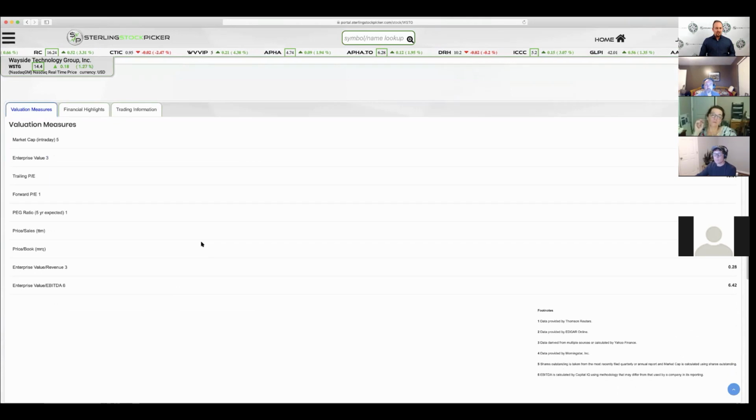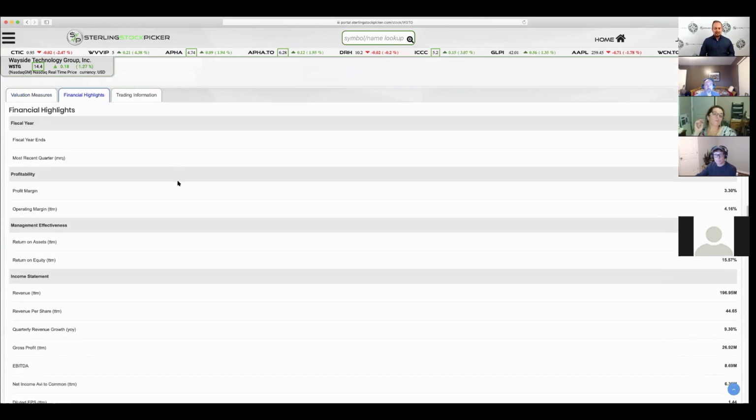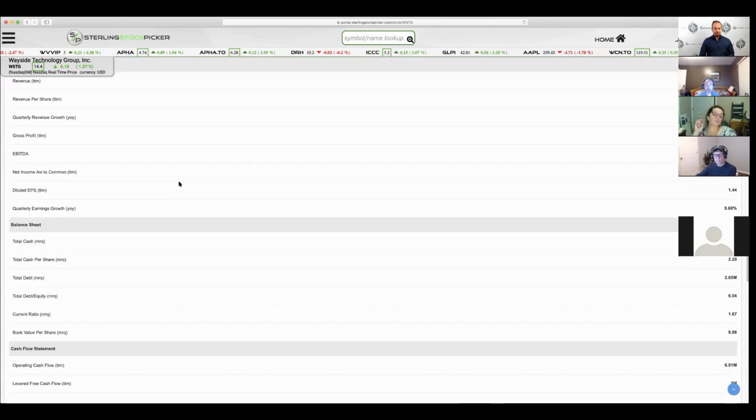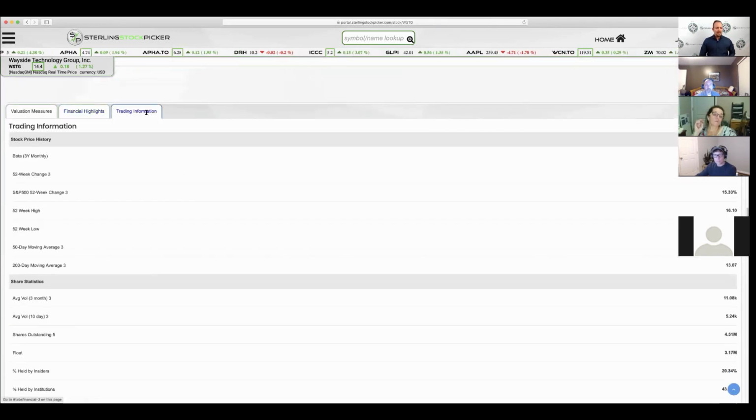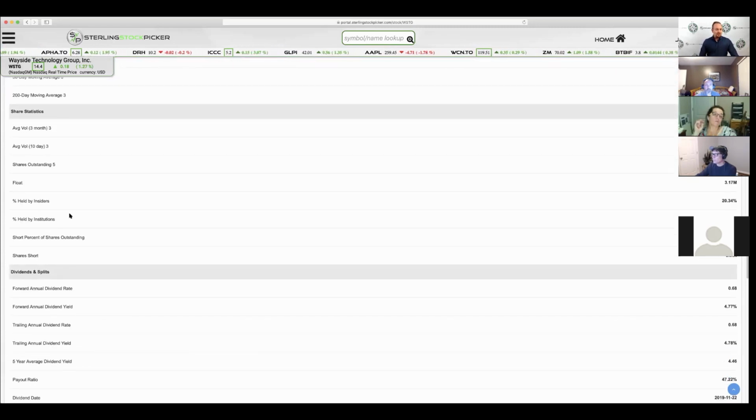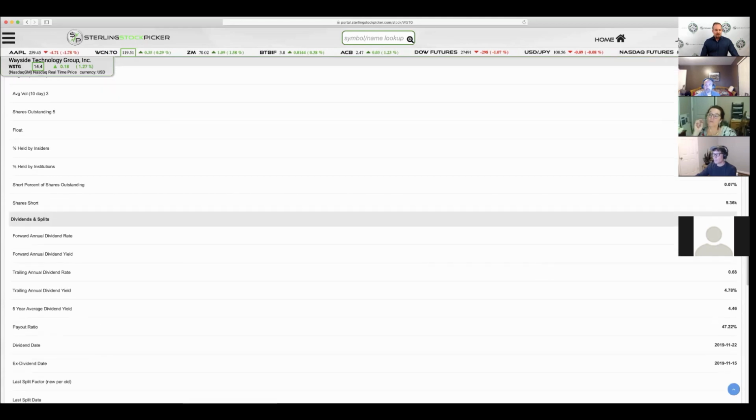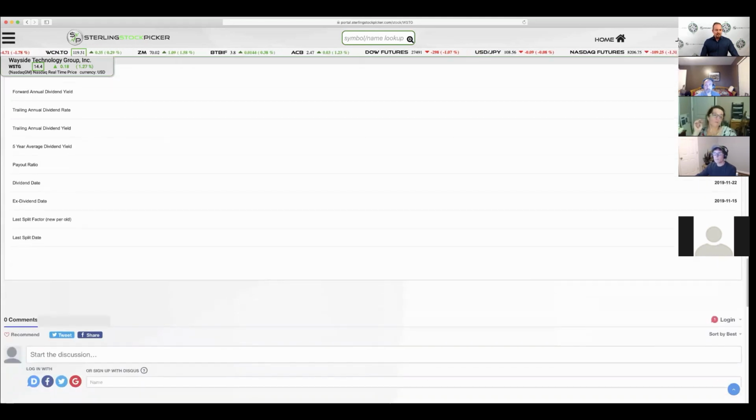And then as you continue to scroll down, we give you the valuation measures, the financial highlights, and trading information. I won't go through all this, but you'll know very clearly how many shares are in float. Actually, this looks like a super small float with this particular stock. The percentage held by insiders, by institutions, the shares shorted, all of that is given here.